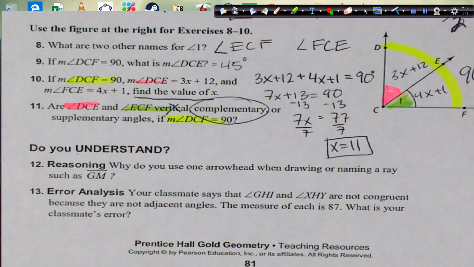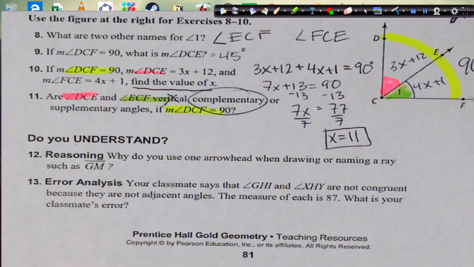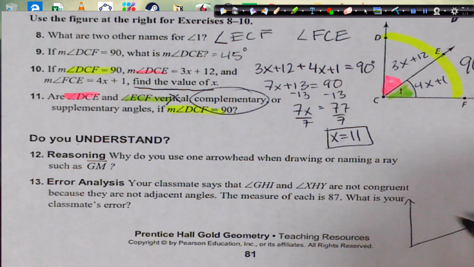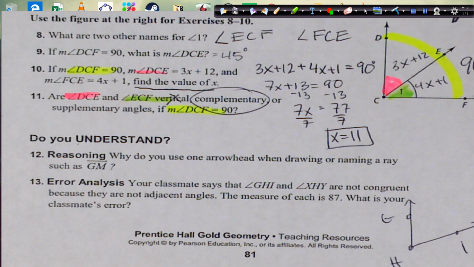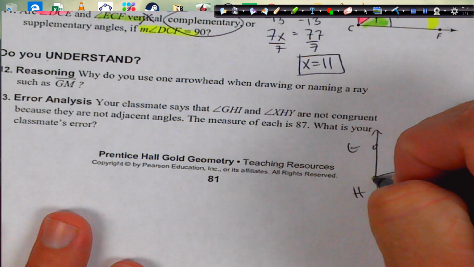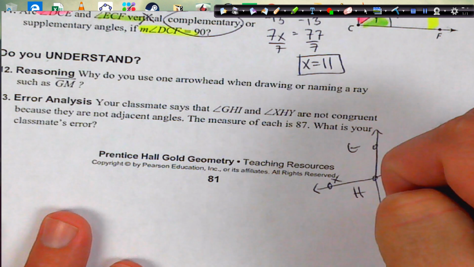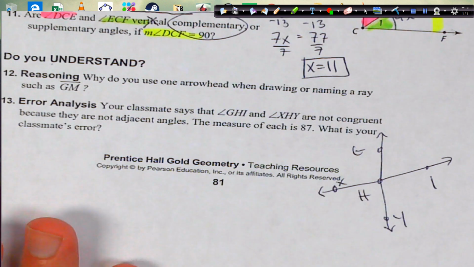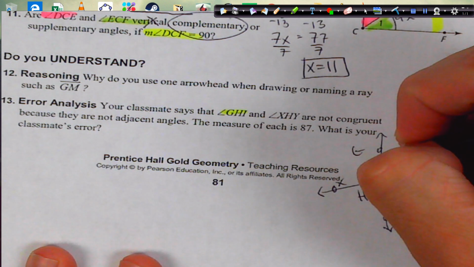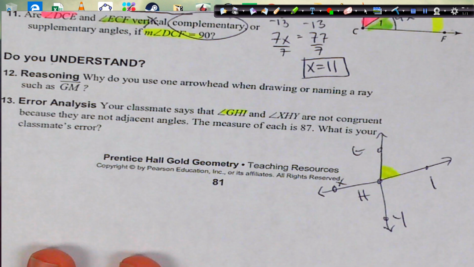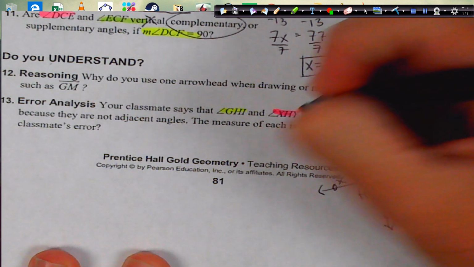And 13, your classmate says that angle GHI and XHY are not congruent because they're not adjacent angles. The measure of each is 87. What is your classmate's error? Okay, so first of all, I'm just going to draw a picture. It says GHI is right there, and then we could literally have coming off of this XHY, and so in yellow we have GHI right there, and in pink we have XHY.